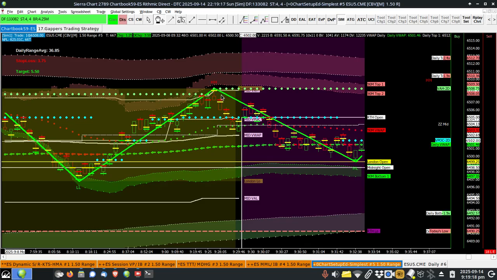I don't like to shoot the moon and say, well, it's all going to come all the way back up here. You don't know that. So to be conservative, put your money in your pocket. I would take the closest target, which here would be value area high.